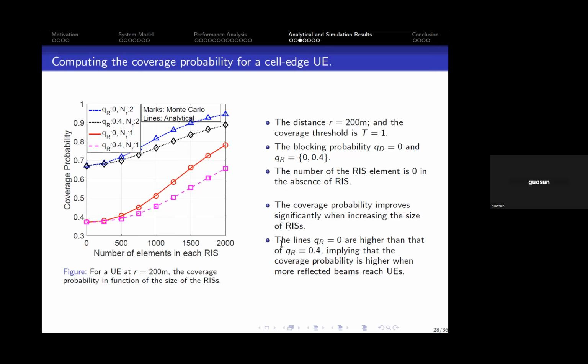Then we also see sometimes we specify 2 cases. The QR as 0 means there's no blockage for the reflect beams. It's always superior to the case where the QR is 0.4, implying that more RIS is always more beneficial.